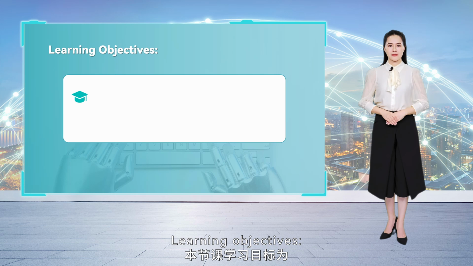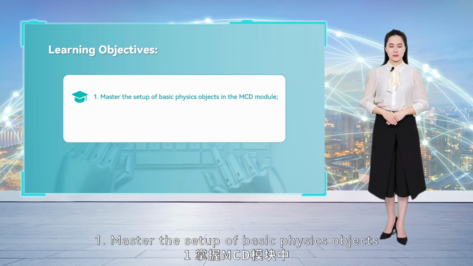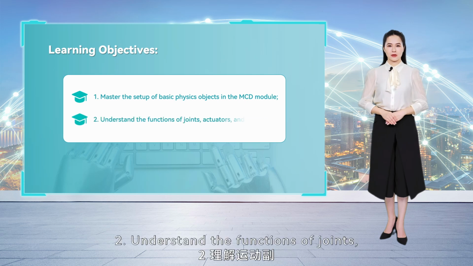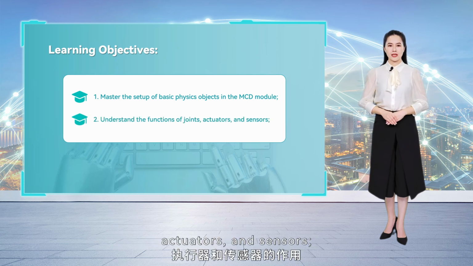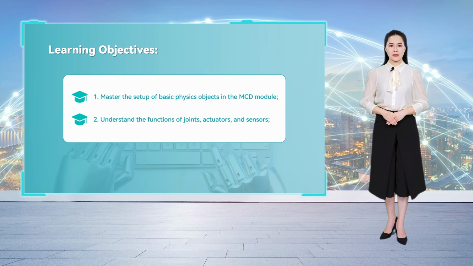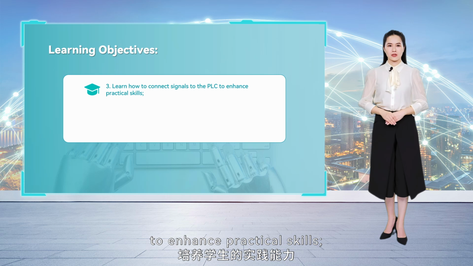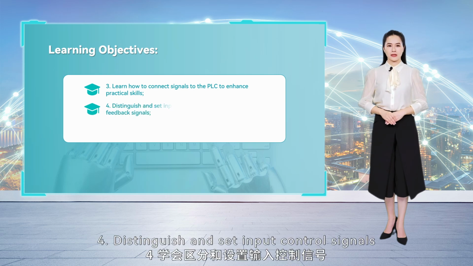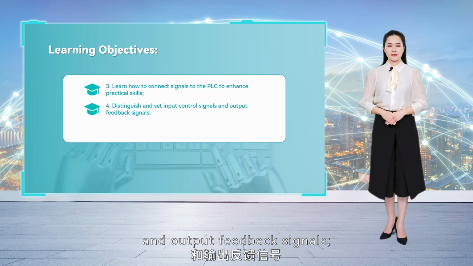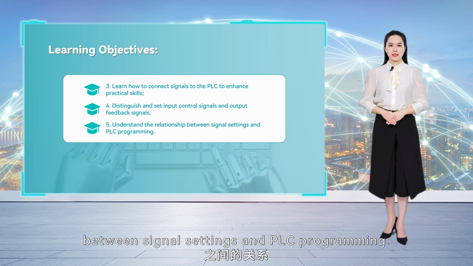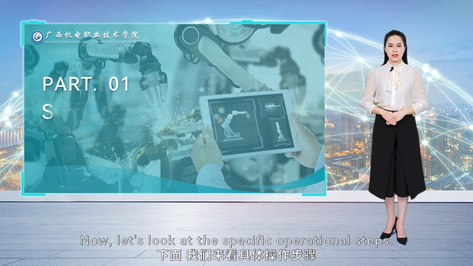Learning objectives. 1. Master the setup of basic physics objects in the MCD module. 2. Understand the functions of joints, actuators, and sensors. 3. Learn how to connect signals to the PLC to enhance practical skills. 4. Distinguish and set input control signals and output feedback signals. 5. Understand the relationship between signal settings and PLC programming. Now, let's look at the specific operational steps.